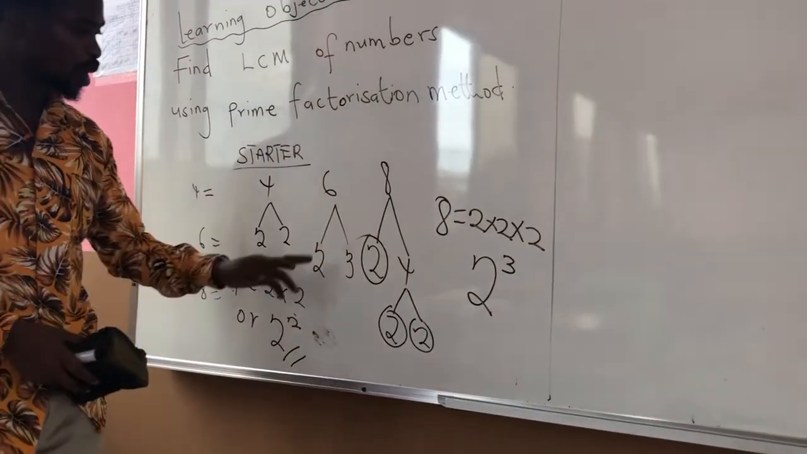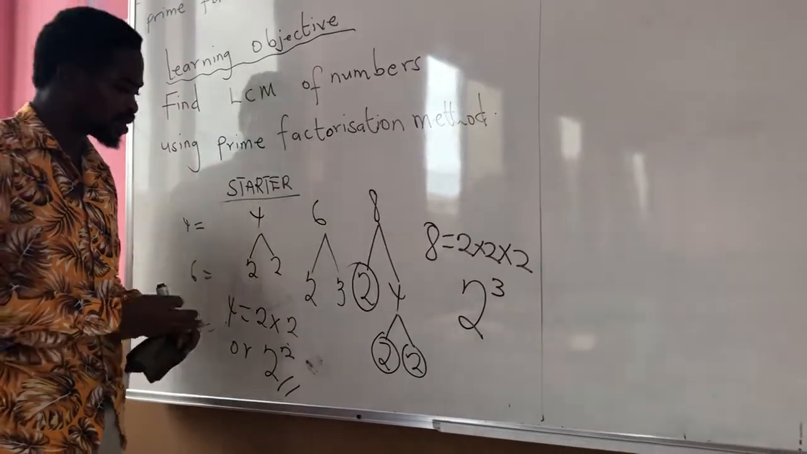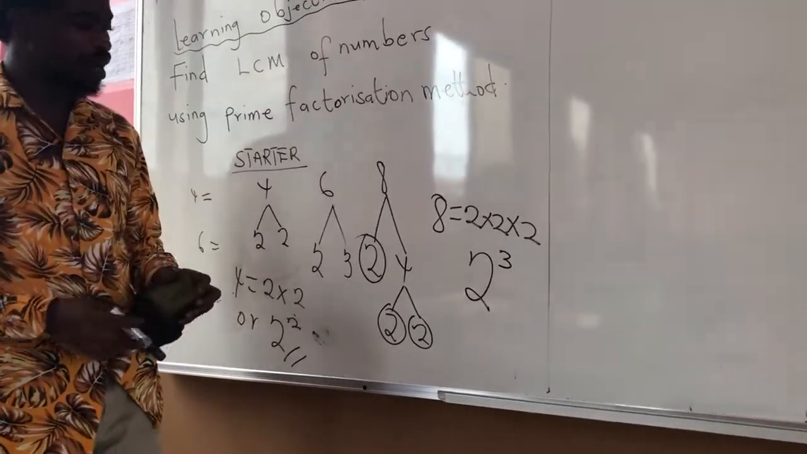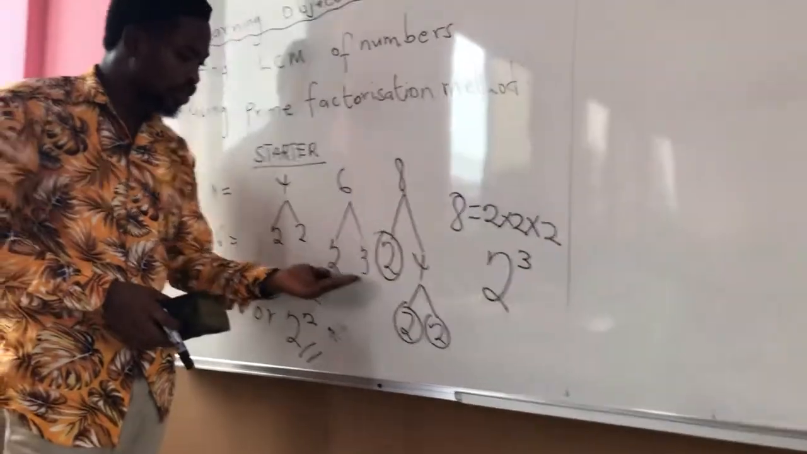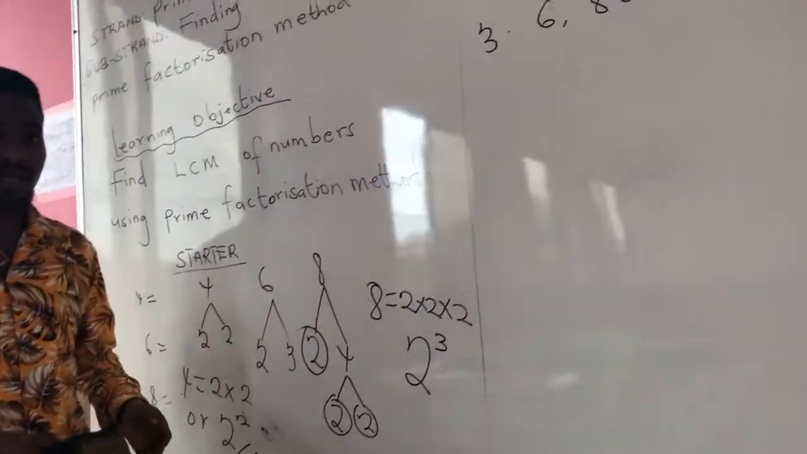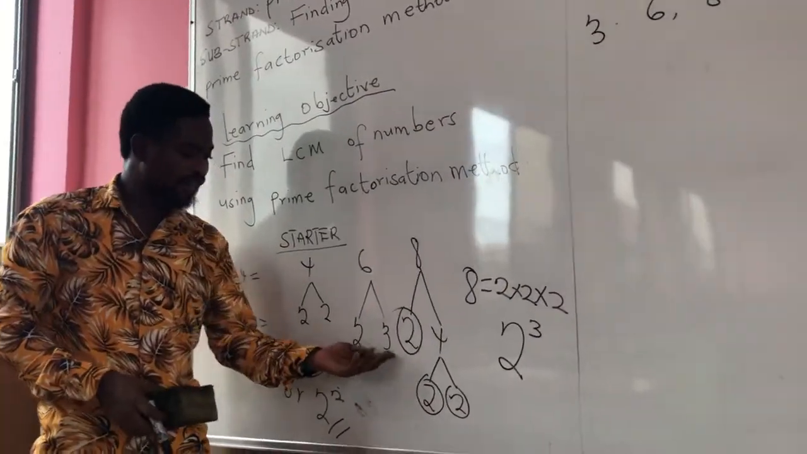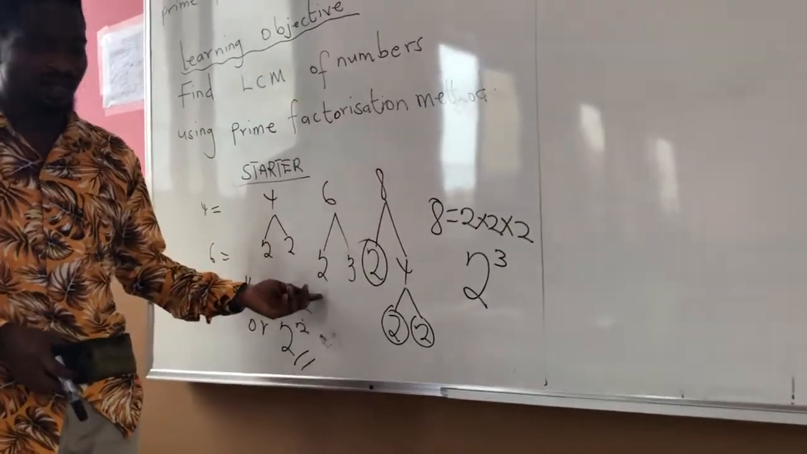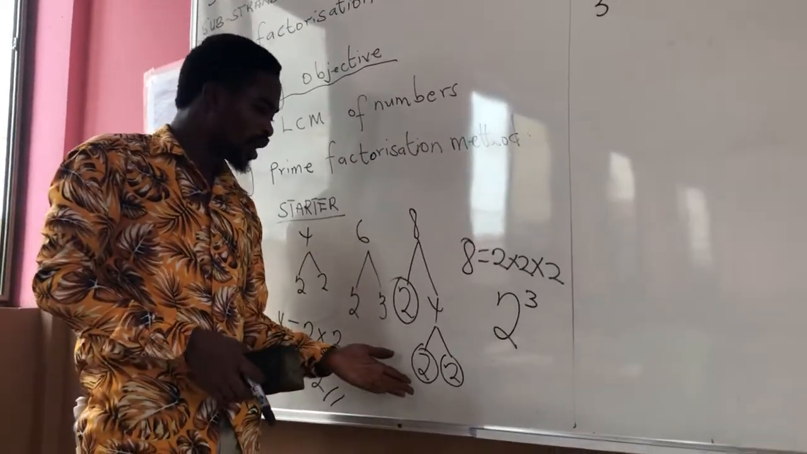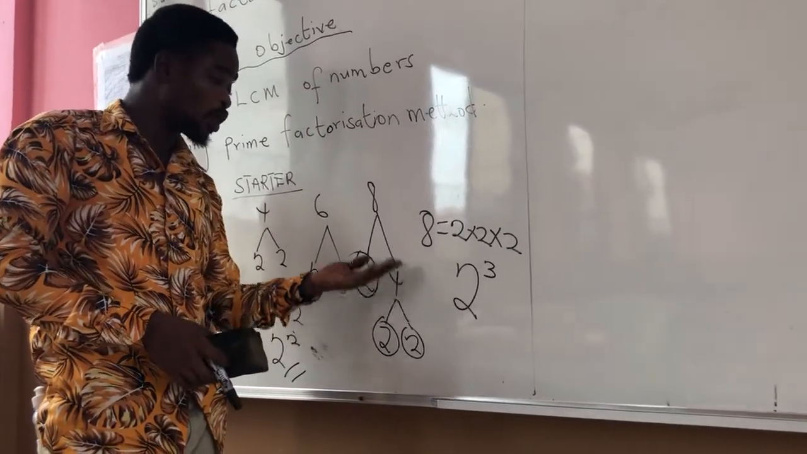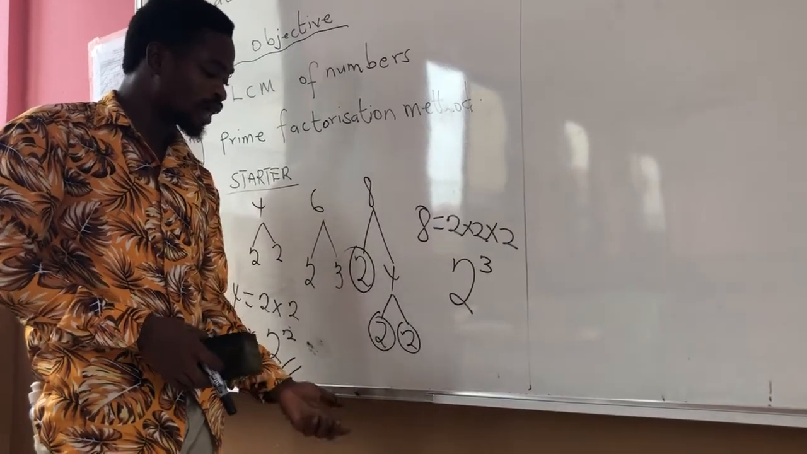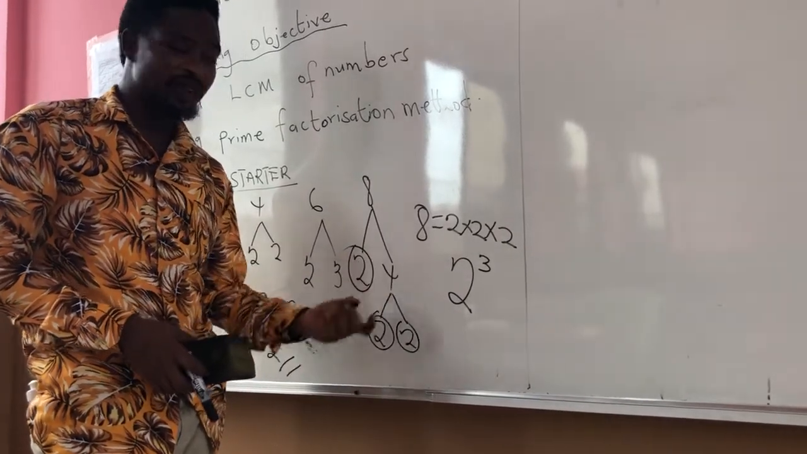Now we come to 6. Under 6, the two numbers that, when we multiply them, we get 6, are 2 and 3. So 2 times 3 will give us 6. The numbers here are different, so we leave it like this. So we come to 8. For 8, we have 2 times 4 will give us 8, and we break the 4 down, which is 2 times 2 will give us 4.